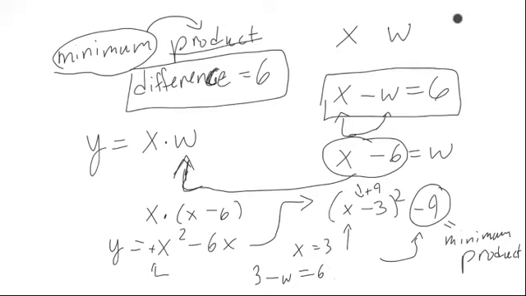Maybe I'll do it right here. So negative w is equal to 6 minus 3, which is 3. So w would have to be negative 3. So we know when x is 3 and w is negative 3, we find the minimum product.